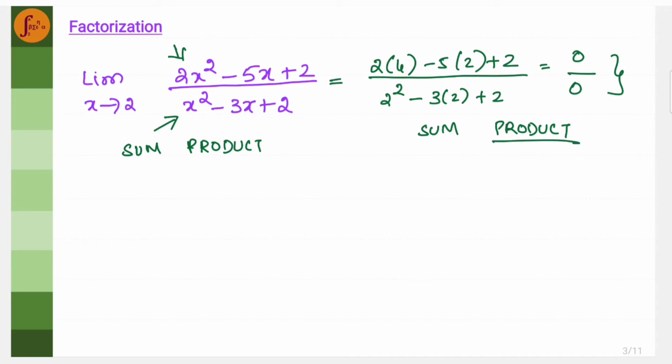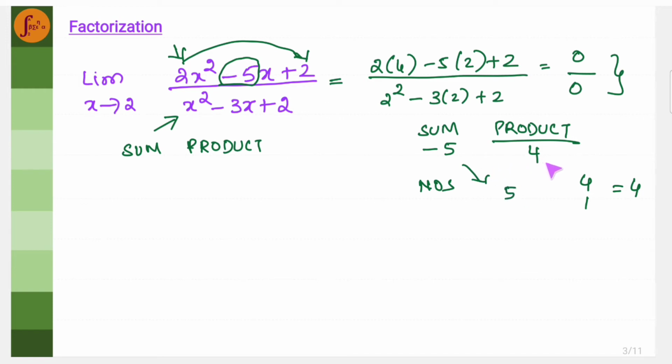Your product is, you'll have to multiply these two numbers. So you get 4, and you have sum as minus 5, the center one. This is minus 5. Now we will have to choose two numbers whose product will be 4, and when you add those two numbers, you'll get minus 5. So in this case, we can take 4 and 1 as the numbers. If you multiply 4 and 1, you're going to get 4. And if you add 4 and 1, you're going to get 5.